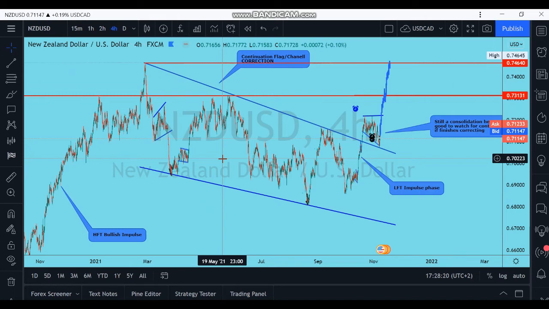So today we are focusing on the weekly focus, what's going to happen and what we are anticipating is going to happen this week. So let's check on NZD-USD. On NZD-USD, we had a higher time frame bullish impulsive move. As we can check here, we had an impulsive move to the upside. Then we had a continuation flag as a channel correction here.